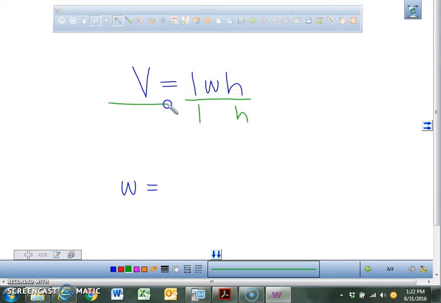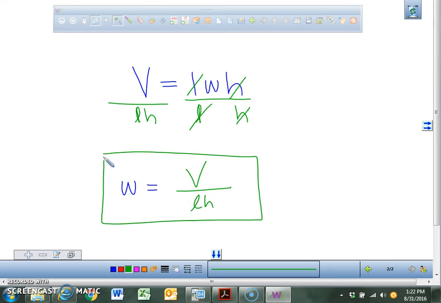And over here, you'd have to divide both sides by L. What happens to the lengths? They cancel out. The height cancels out. So what's the formula for the width of any box? The volume divided by the product of the length and the height. So if I said, Jacob, what's the width of this box? You'd have to say, well, I don't know, Mr. DeVoot, what's the volume? What's the length? What's the height? And then I could use this formula.